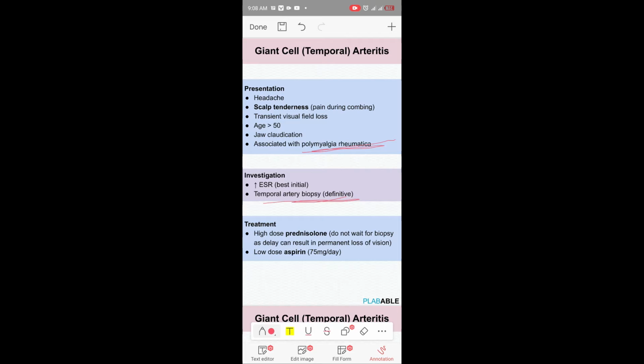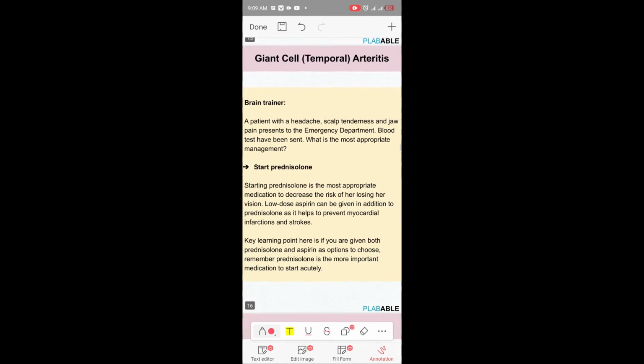Treatment is high dose steroids, to prevent permanent loss of vision. When there's eye involvement, give IV steroids. Otherwise, you can give oral steroids, no problem at all. Well, the role of aspirin is controversial. Some researchers say you can give aspirin, some do support, some do not support. The role is controversial. Okay, this is giant cell arteritis.